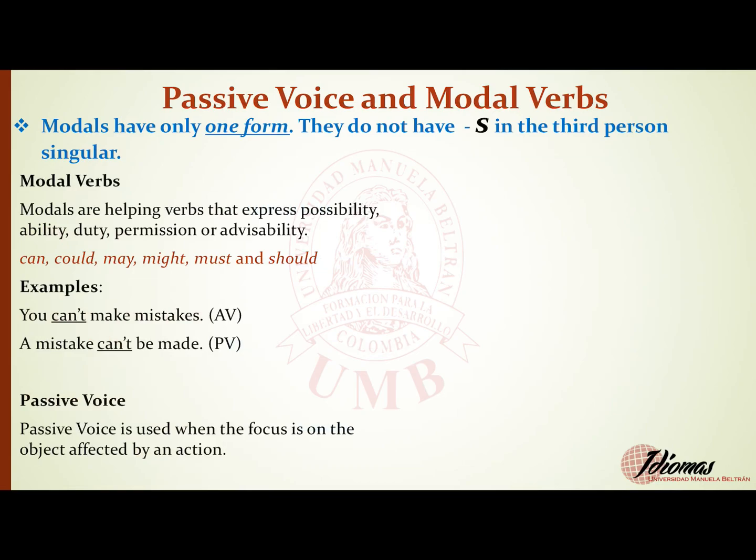Note that in the first example, the you, which is the subject, is placed at the beginning of the sentence. We're focusing on you. You can't make the mistake. However, in the second example, we are focusing on the mistake. A mistake can't be made. Passive voice is used when the focus is on the object affected by an action.